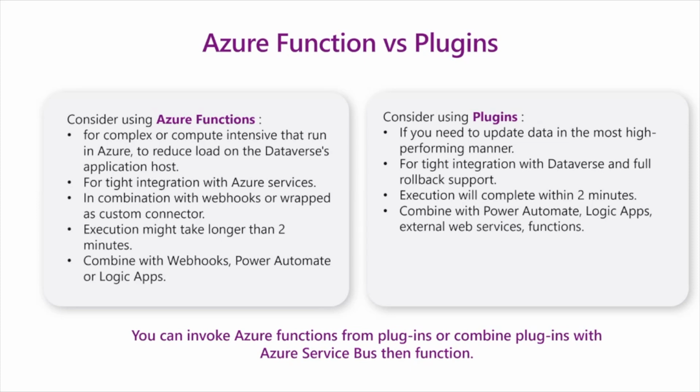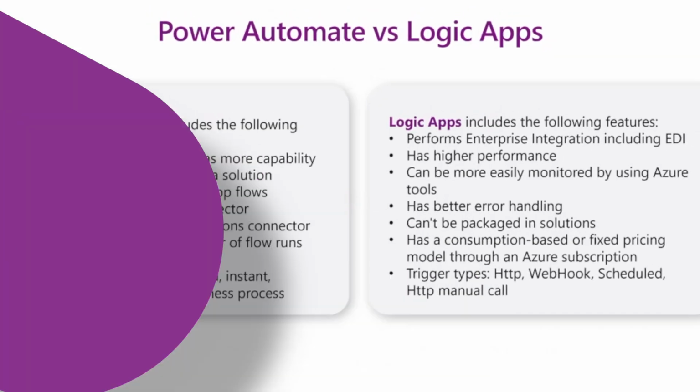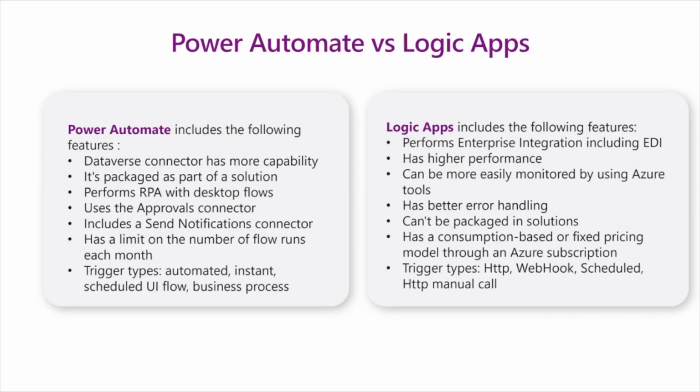Also, any data operations you perform from an Azure Function will not roll back, while for the plugin, if there's an exception during execution, it will roll back the transaction. And finally, Power Automate versus Logic Apps. We have already said a lot about these two technologies. They differ in many ways.